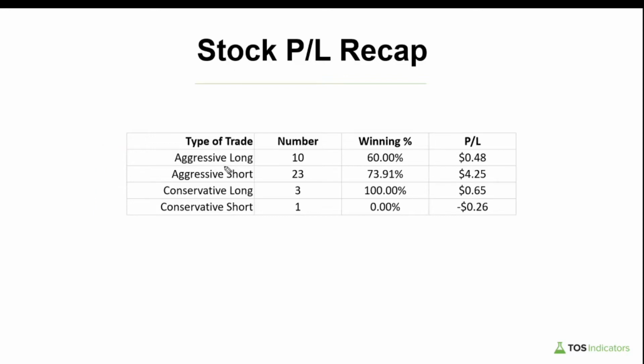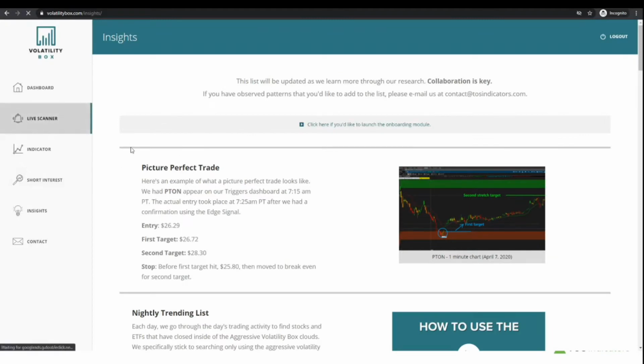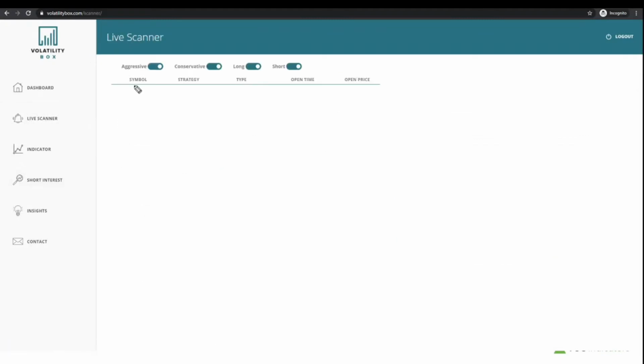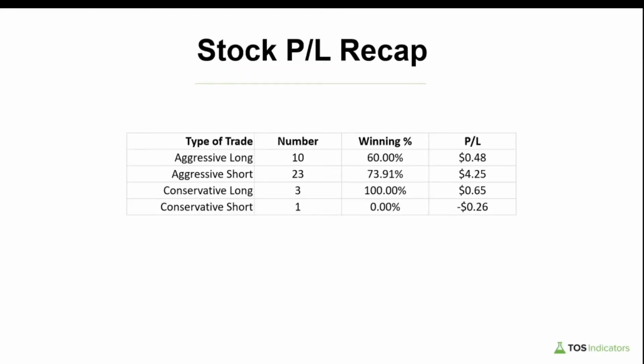Now, starting off first with a high-level overview of all the trades that we had hit our Volatility Box live scanner. This is a machine that we've built. If I show you real quick, it's inside of our Volatility Box platform where this will update real time every 15 seconds or so with a list of new stocks that hit our Volatility Box edges, whether they hit on the aggressive or conservative Volatility Box model, and whether they're a long or short with a specific open time along with open price. That's what this list contains right here.